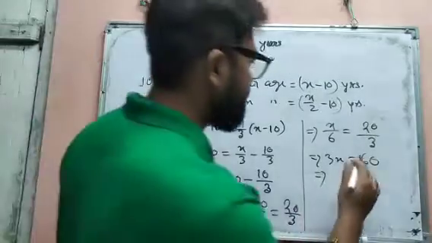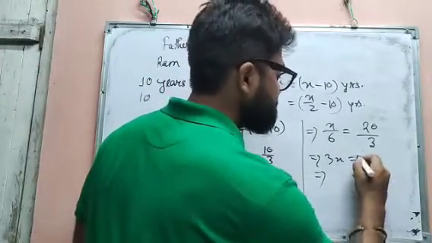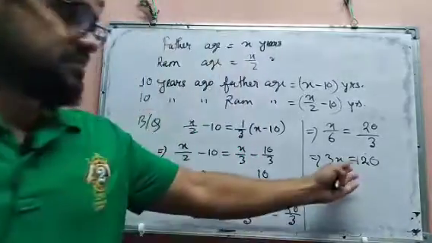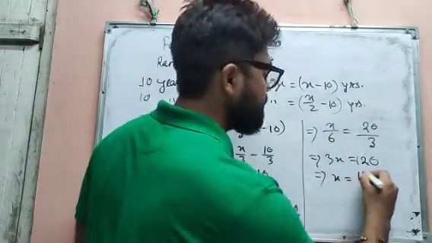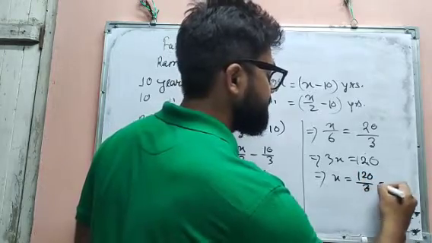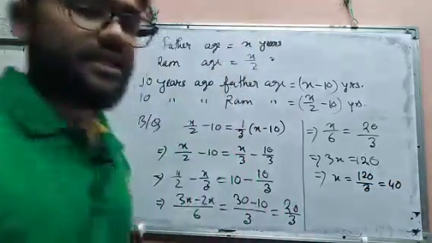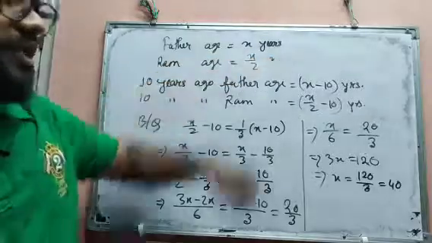So 3x equal to what? 120. This is 120. Okay, 3x equal to 120. So x equal to what? 120 divided by 3 equal to 40. Therefore, father's age is 40 years.